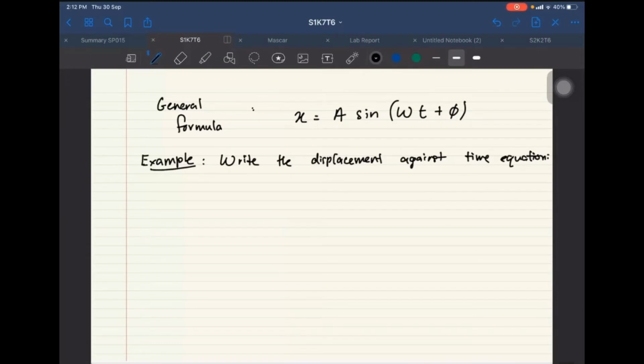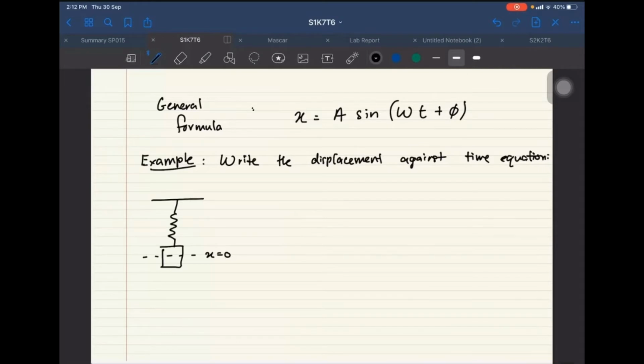Dia kata a mass is being hung on a spring. Dia kata mass digantung dekat atas spring. So you can imagine dia tergantung macam ni lah. So if I leave it like this, okay, basically the mass will be hanging at equilibrium. So maksudnya dia dekat equilibrium lah. Net force dia sama dengan zero. Dia balance, dia dah tak bergerak, dia hanging by itself. So that position we call as x equals to 0.